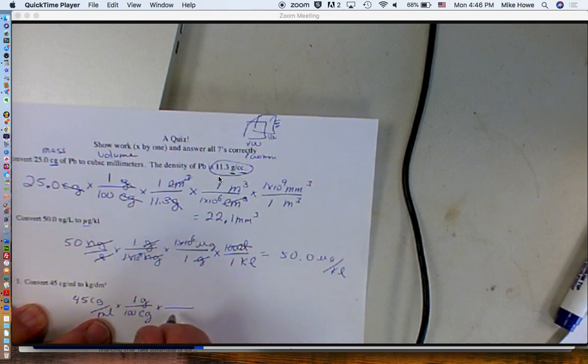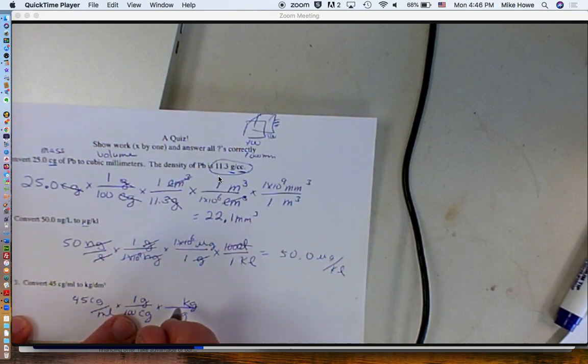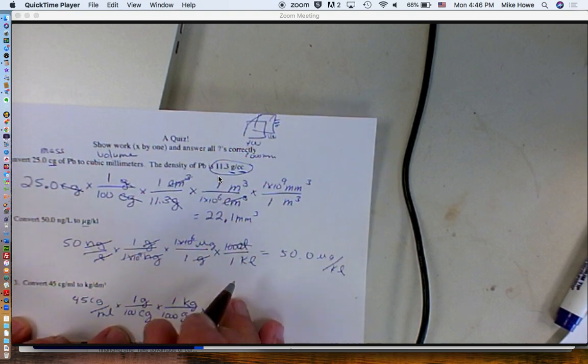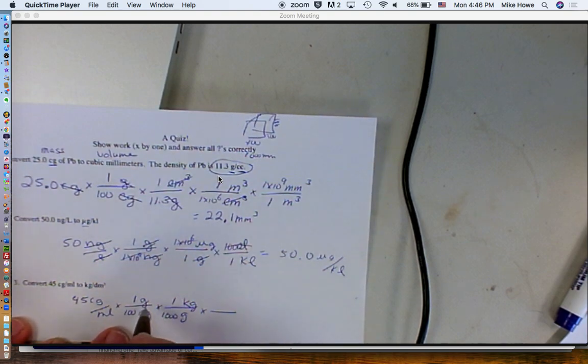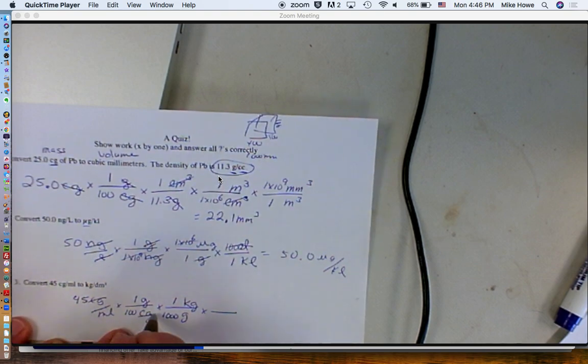Okay, then we're going to move grams down here and go to kilograms. Kilograms are bigger than grams, and this is a common place for people to make a mistake. But you want to go one with the bigger thing, and kilograms are bigger than grams. So 1 is 1,000. A lot of times I see 1,000 kilograms per gram, so don't do that.